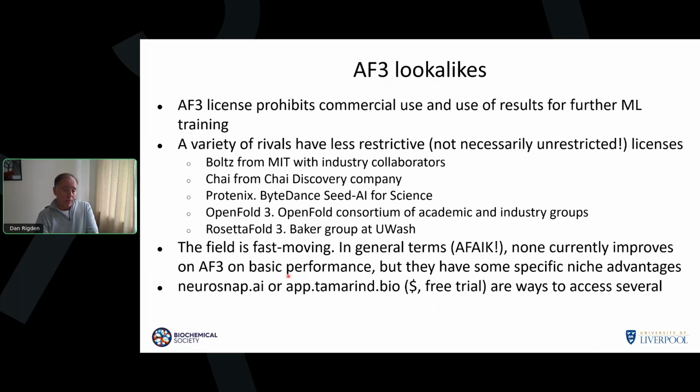If you want to try these methods, there are a couple of quite useful websites. These are commercial. I've got no connection to them, obviously, but they give you a certain amount of free access. They've each got massive panels of these deep learning tools with a nice interface that you can just run a certain number of jobs per week or per month for free. And so it's a good way of trying some of these alternatives.